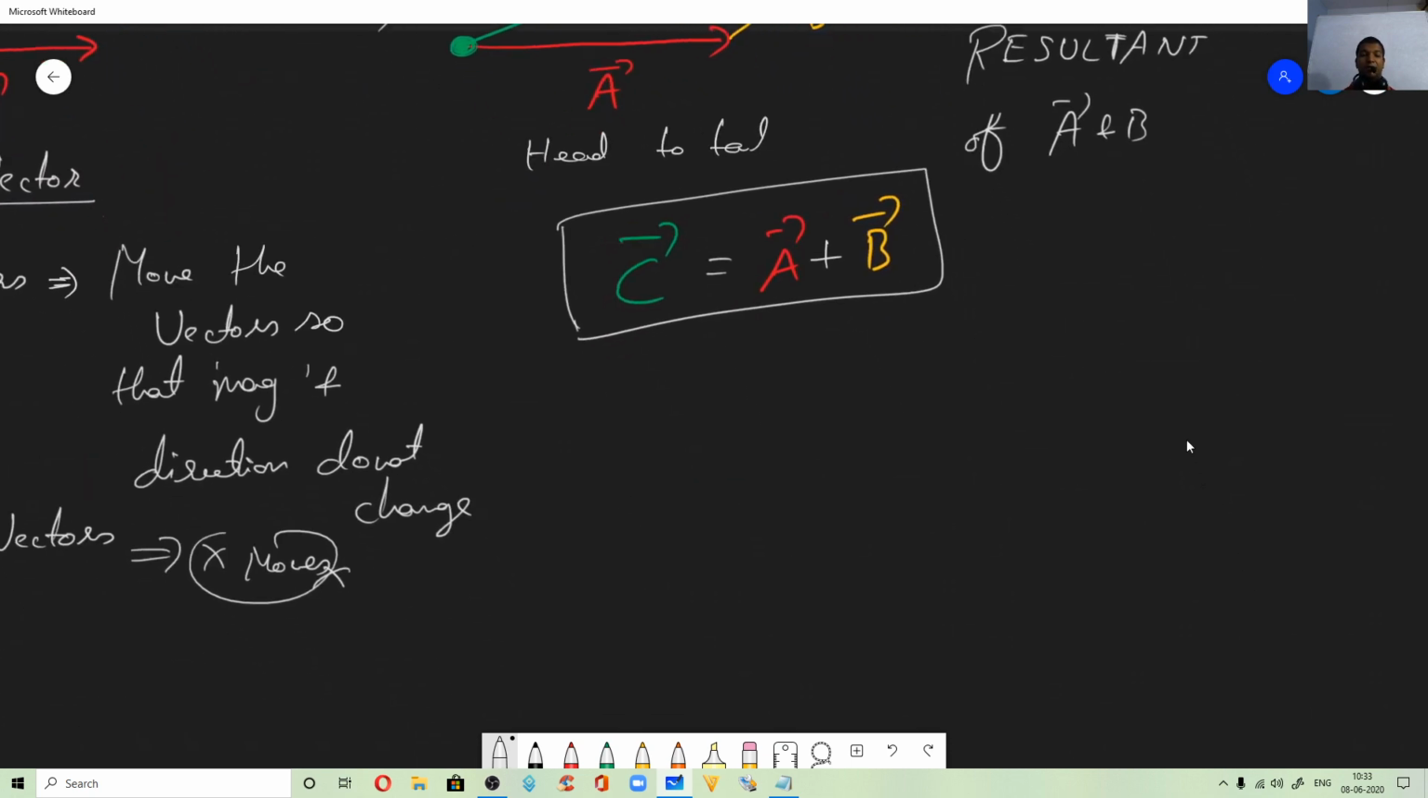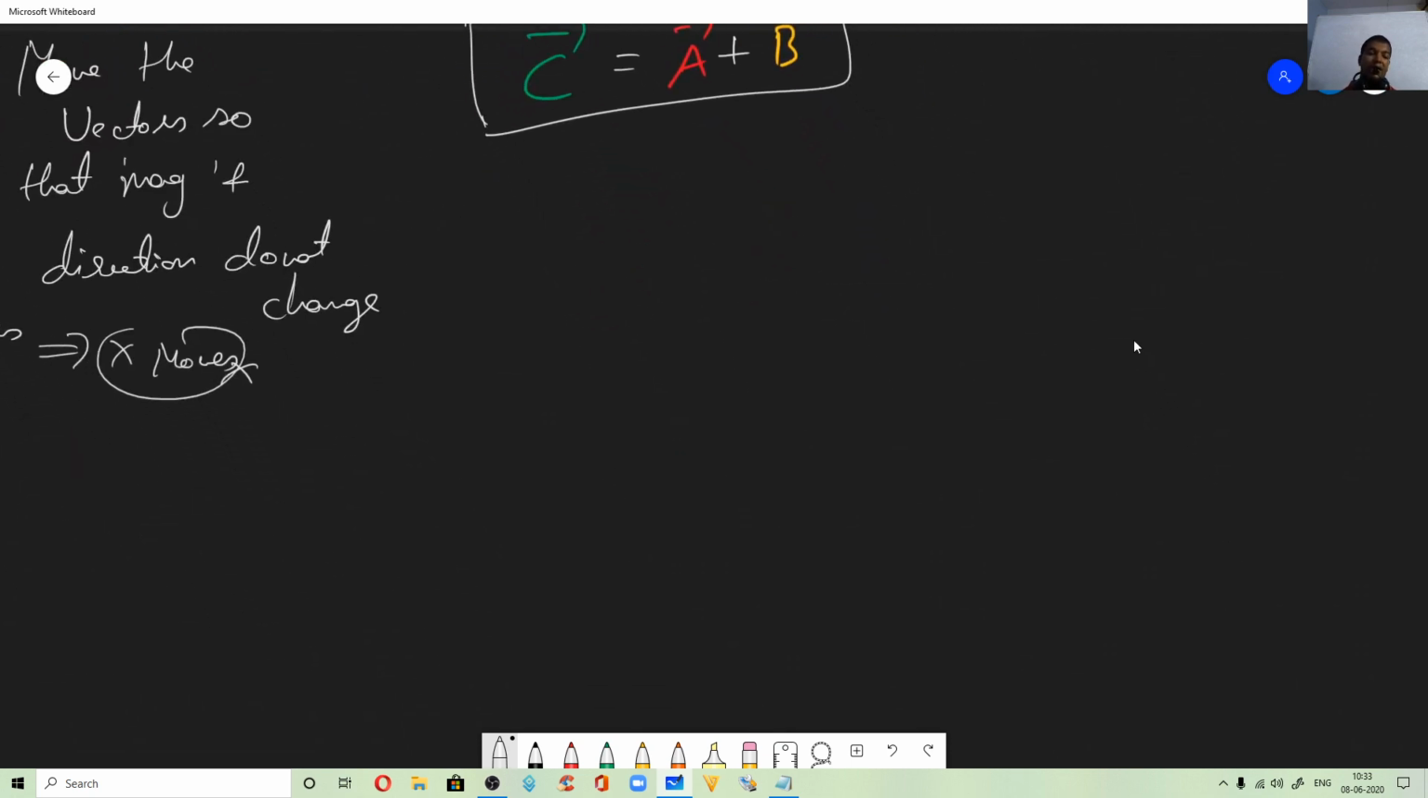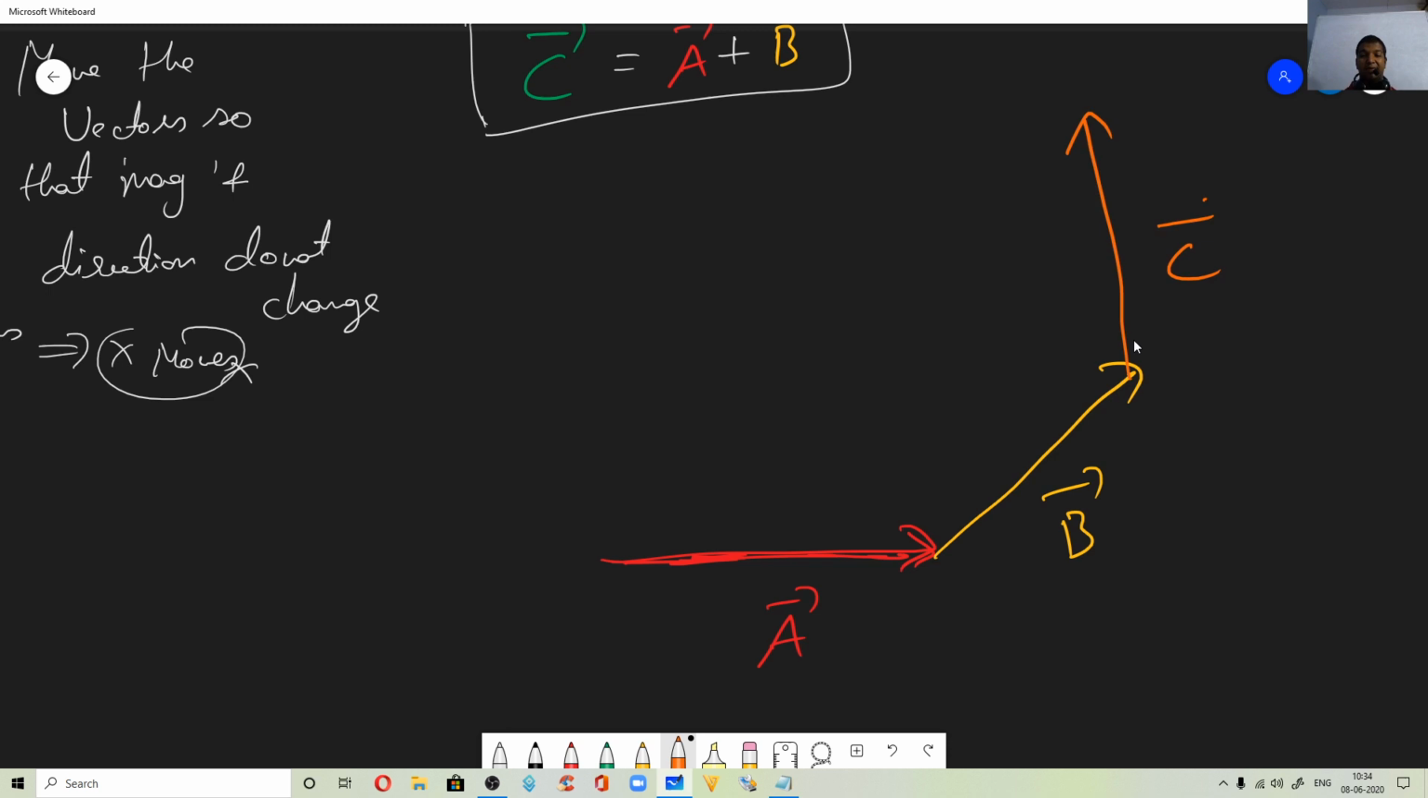Now what happens if you have three vectors? Again, it's very simple. We just have to use the head to tail method. This is vector A. Next comes vector B. Now you have one more vector, vector C. The sum of A, B and C, let us call it D.